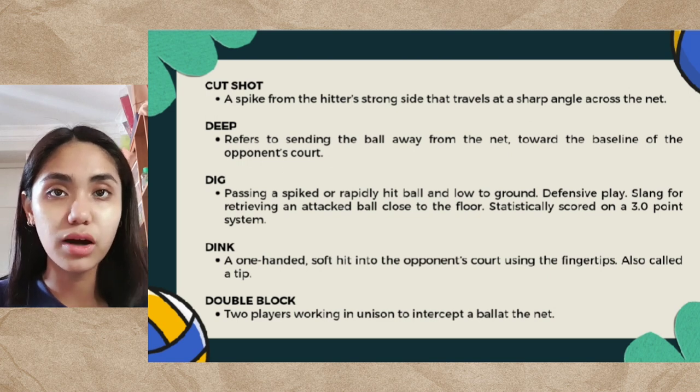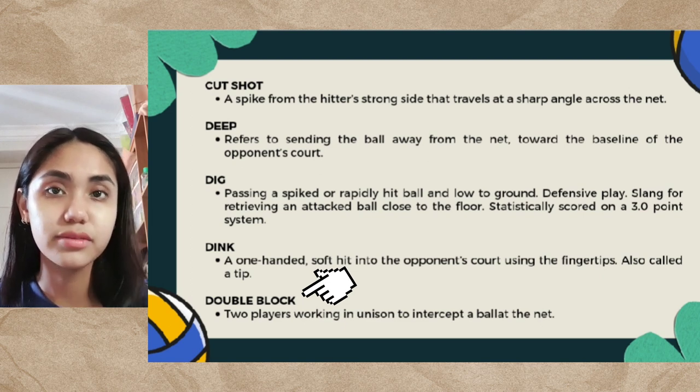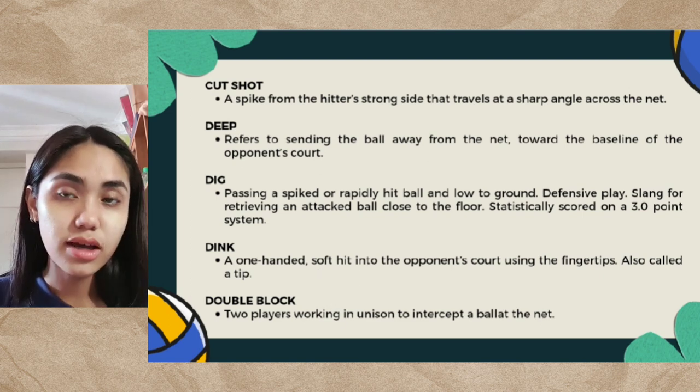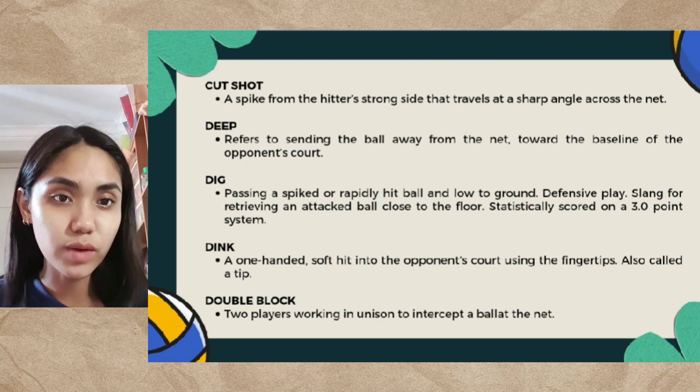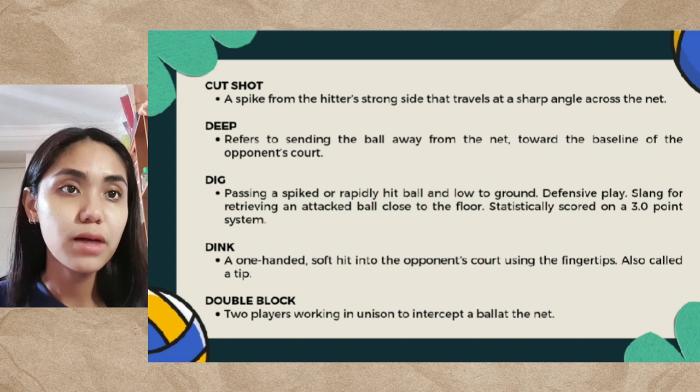Next, double block. So it is two players working in unison to intercept a ball at the net. Two players working in unison to deflect an attack ball at the net back to the hitter's side.